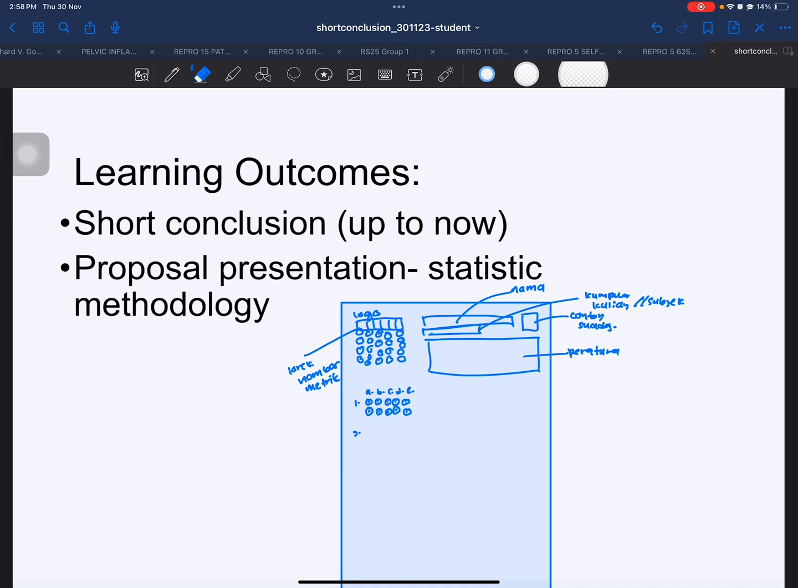Sample distribution, true or false? We are talking about the mean, not talking about the median. Okay, so the answer is mean.